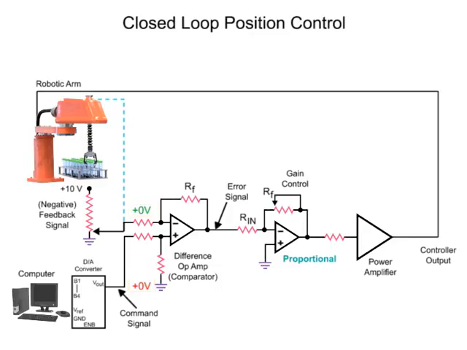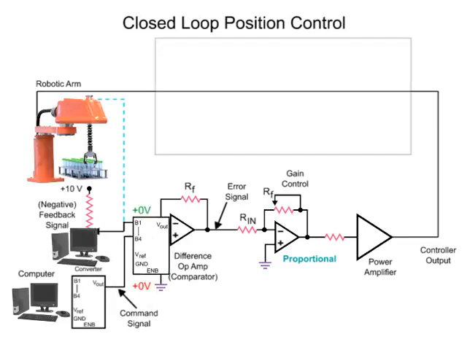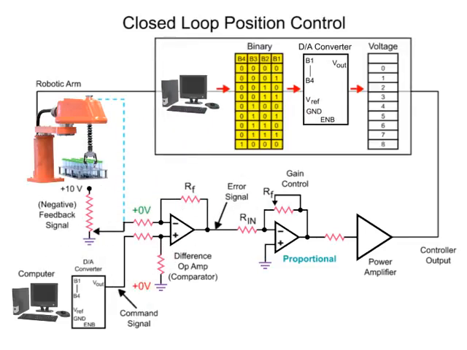To change the arm to another position, a command signal from the computer is required. The command signal from the computer consists of binary numbers that increment until a value is reached that represents the desired position. The binary value is then converted to an analog voltage by the digital to analog converter that indicates the position that the arm is required to move.